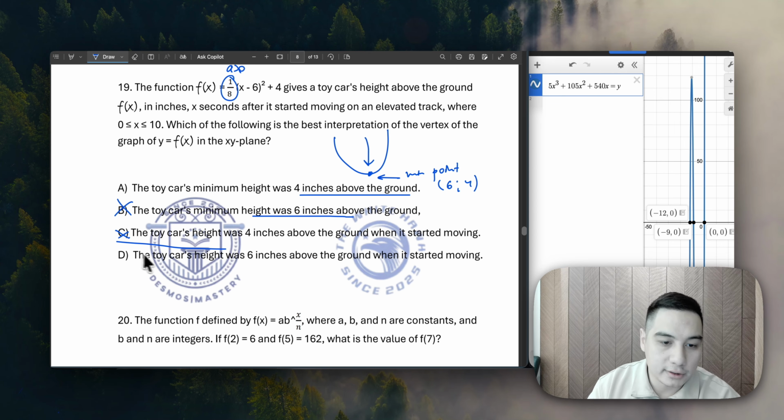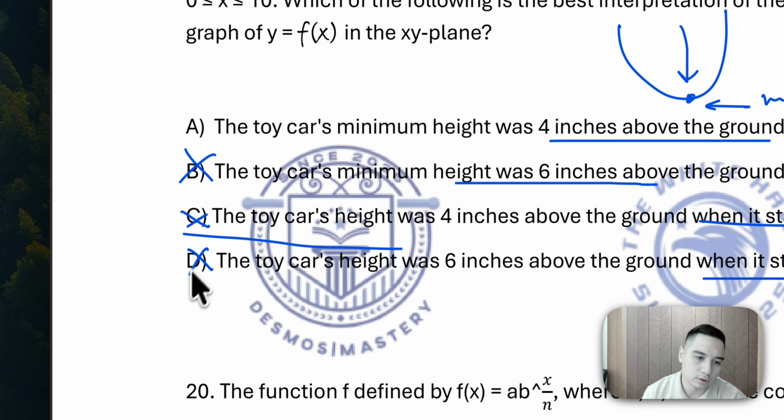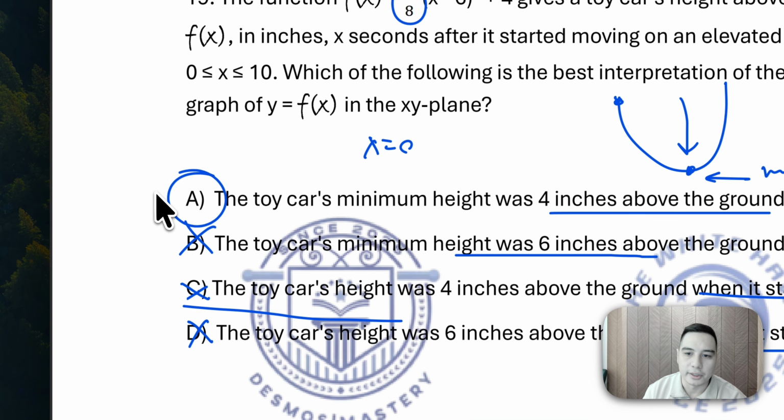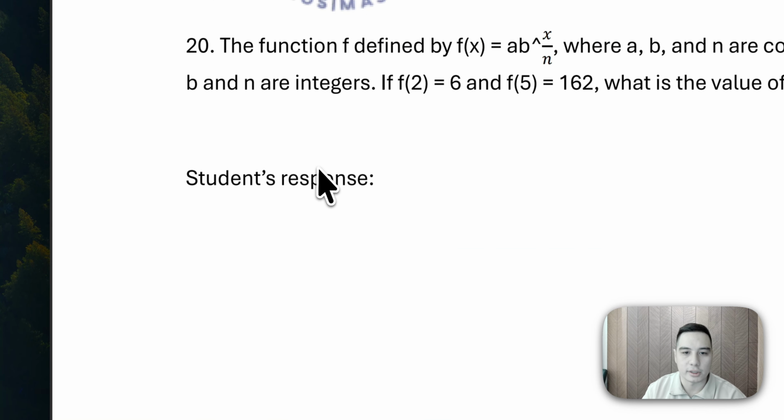And the toy car's height was 6 inches above the ground when it started moving. Again, when it starts moving, no, it's not true, because when it starts moving, we have x is 0, and you can get the vertex, it's somewhere there. So the answer is A, just by the method of elimination.